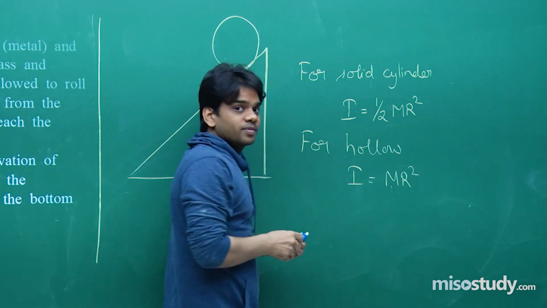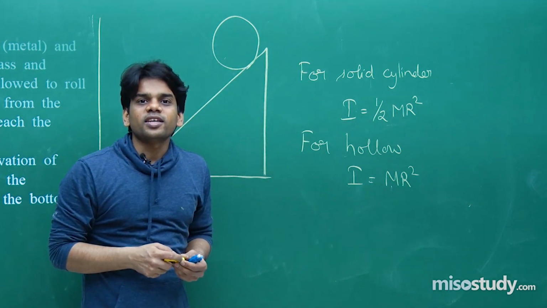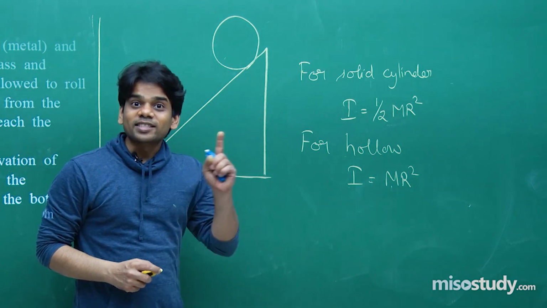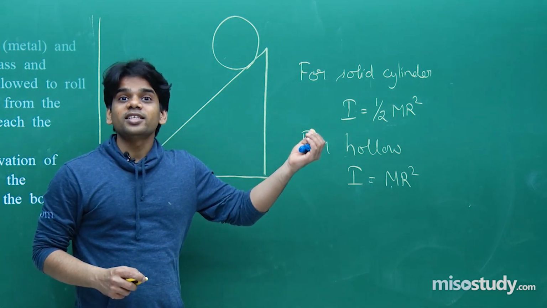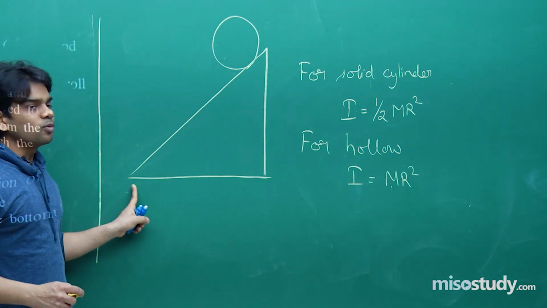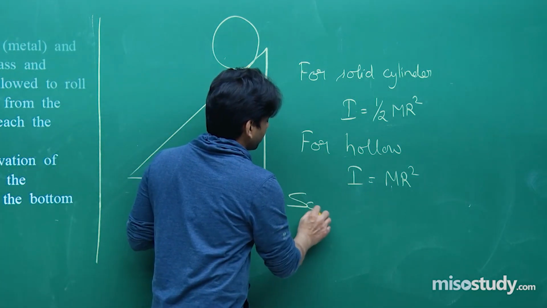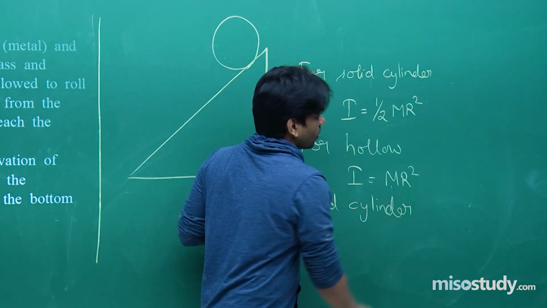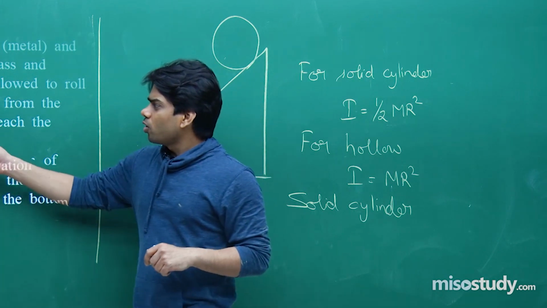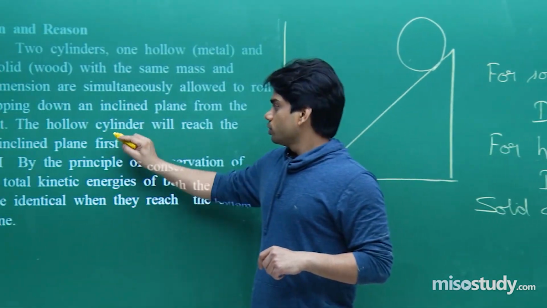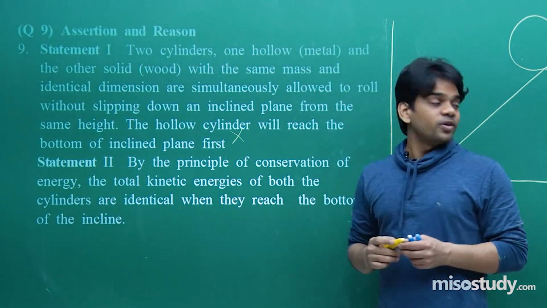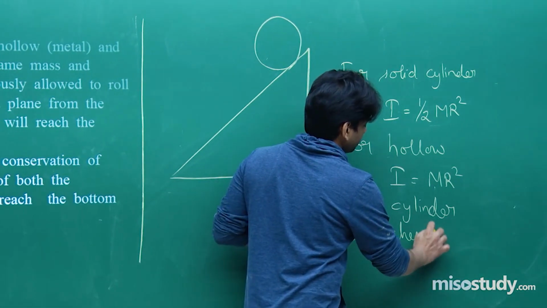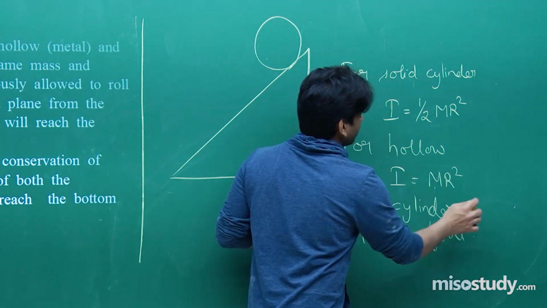This is lesser. You frame equations as I did in question number 6 and try to find linear acceleration, which will be dependent on moment of inertia. So the lesser the value of moment of inertia, the more will be the acceleration. With more velocity, it is going to reach the bottom first. So solid cylinder will reach first. It says that hollow cylinder will reach the bottom of the incline first. No, this is incorrect. Solid cylinder reaches first as it has more acceleration, more value of linear acceleration.